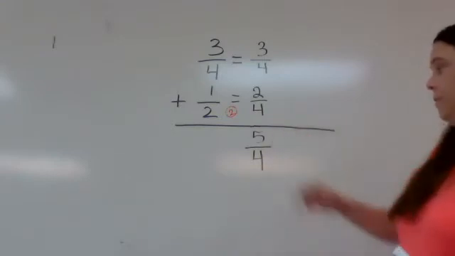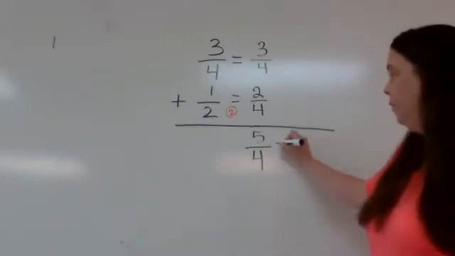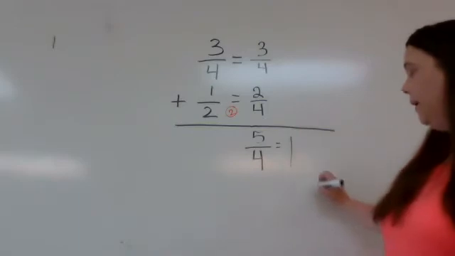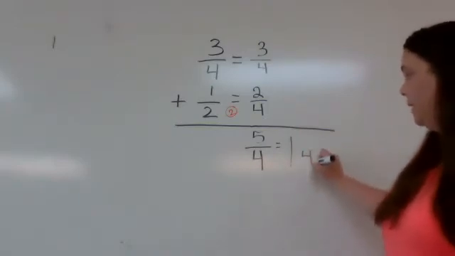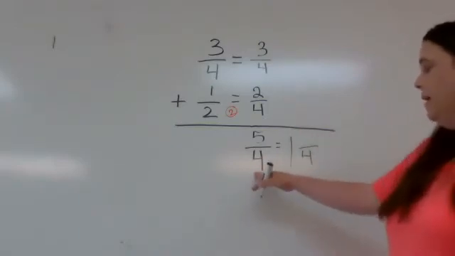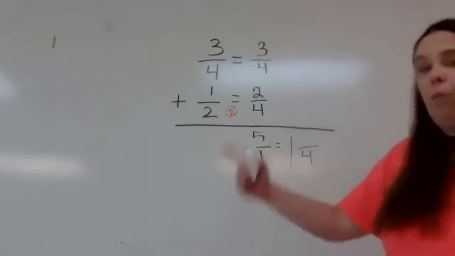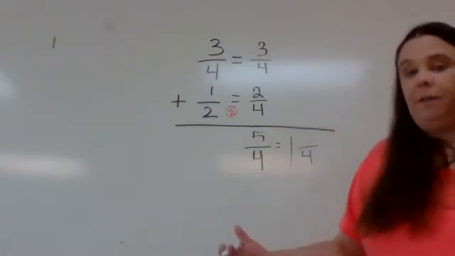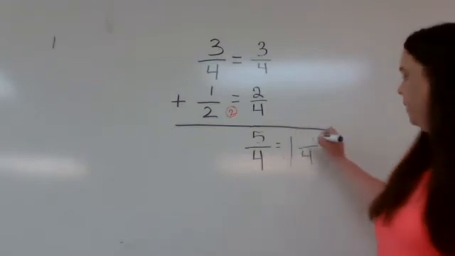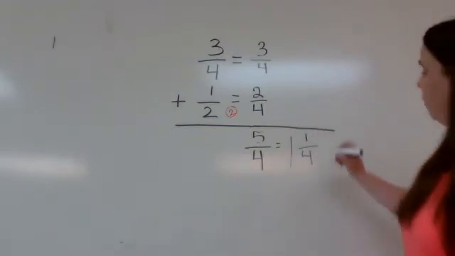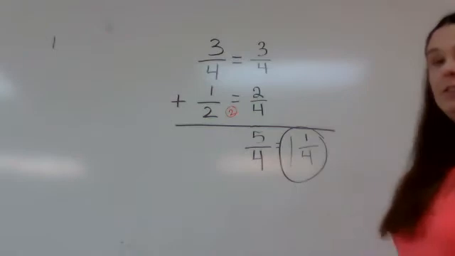But I see how many times 4 will go into 5. 4 will go into 5 one time. My bottom number stays the same. And when I asked how many times 4 goes into 5, one time, well, how many is left over? There's just 1 left over. So 1 1/4 is my answer for that one.